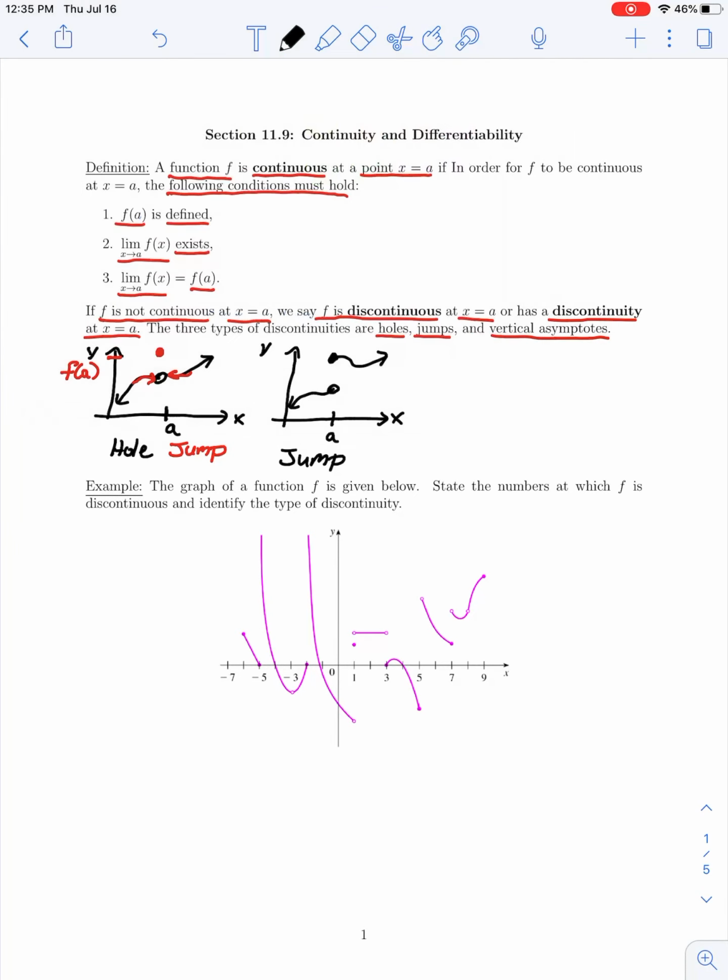And the third type of discontinuity is a vertical asymptote. So let's say that we have some nice smooth curve, but there's some value of x, say x equals a, for which our function has a vertical asymptote. So it might look something like this, where as we're approaching x equals a from the left, our limit becomes infinitely large. So in this case, our limit does not exist.